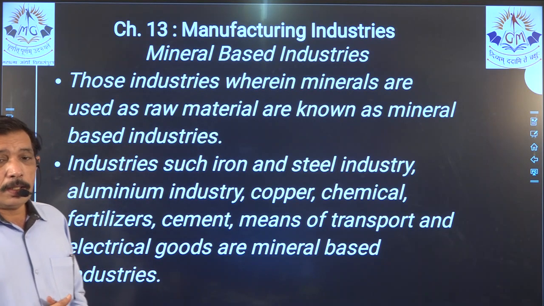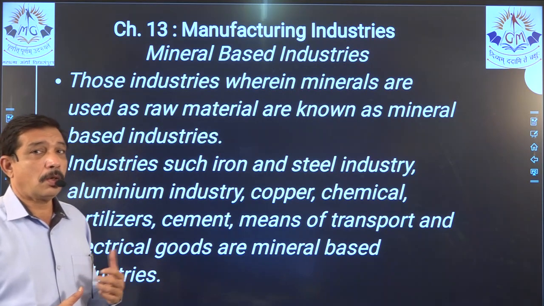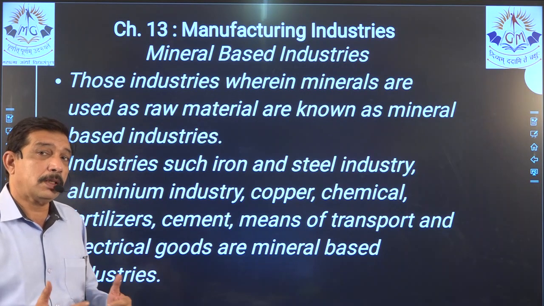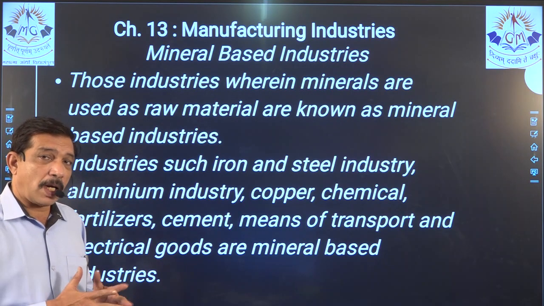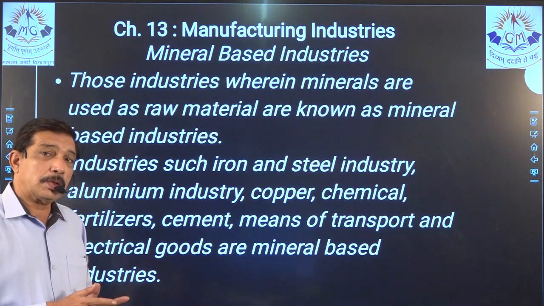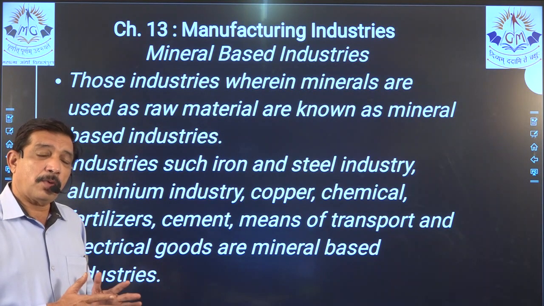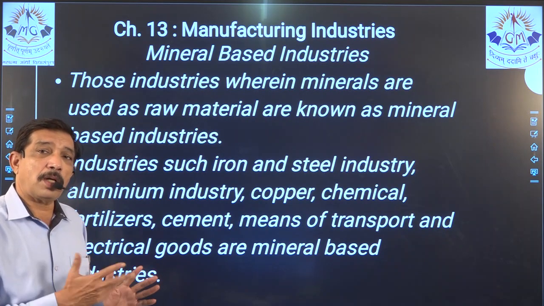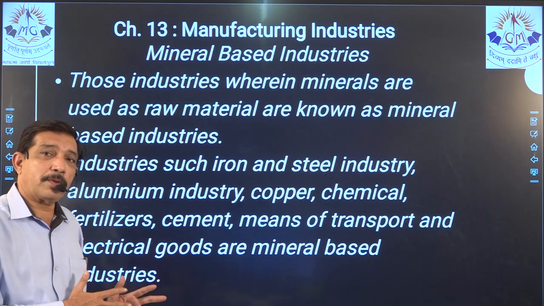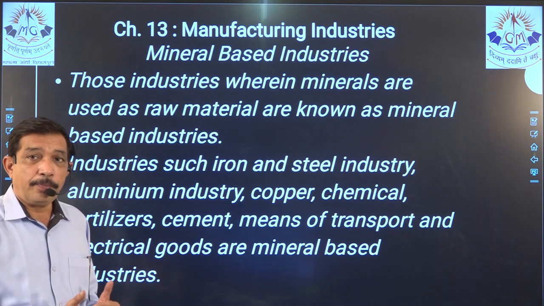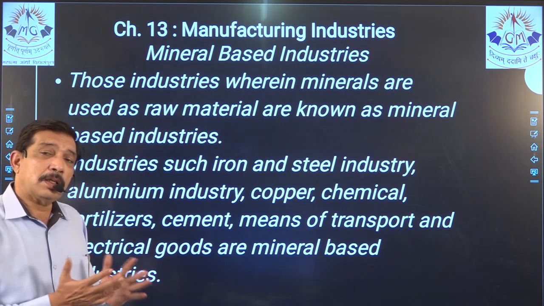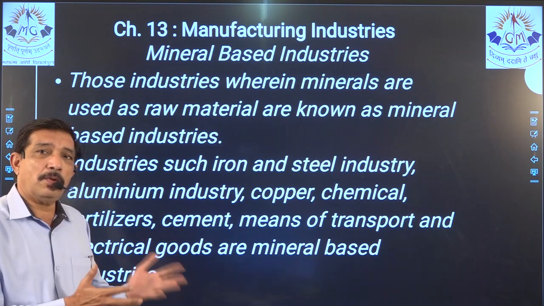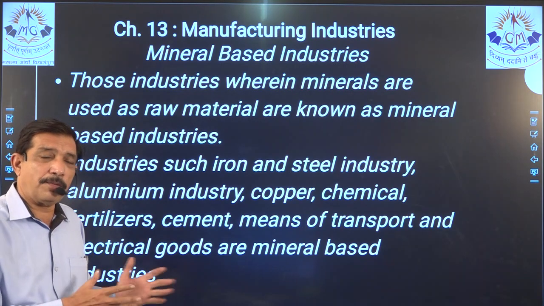The industries wherein minerals are used as raw material are known as mineral-based industry. For example, if it is a biscuit factory, then for a biscuit factory wheat flour is necessary, and for wheat flour you need wheat, right? So when the farmers produce wheat, then the flour mill owners can buy wheat from there and prepare flour. The biscuit factories then will buy the flour straight away, because that is not their work, right? They simply buy the flour which is available in the market, because wheat and flour both are available.